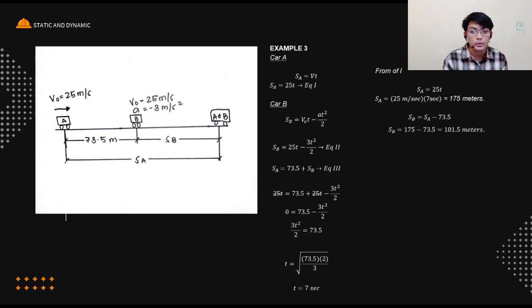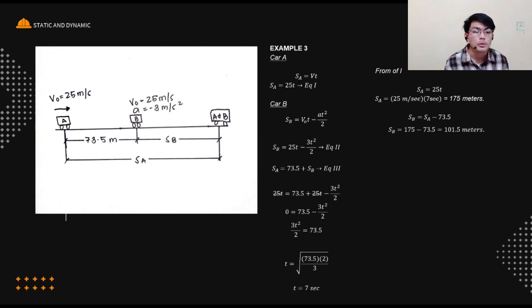So we need to look at our equation 1 again to find out the distance of A and the distance of B. Now we have the distance of car A equal to 25 multiplied by t, so we have 25 meters per second multiplied by 7 seconds. Cancelling the seconds would lead us to 175 meters. So that is how far car A will travel.